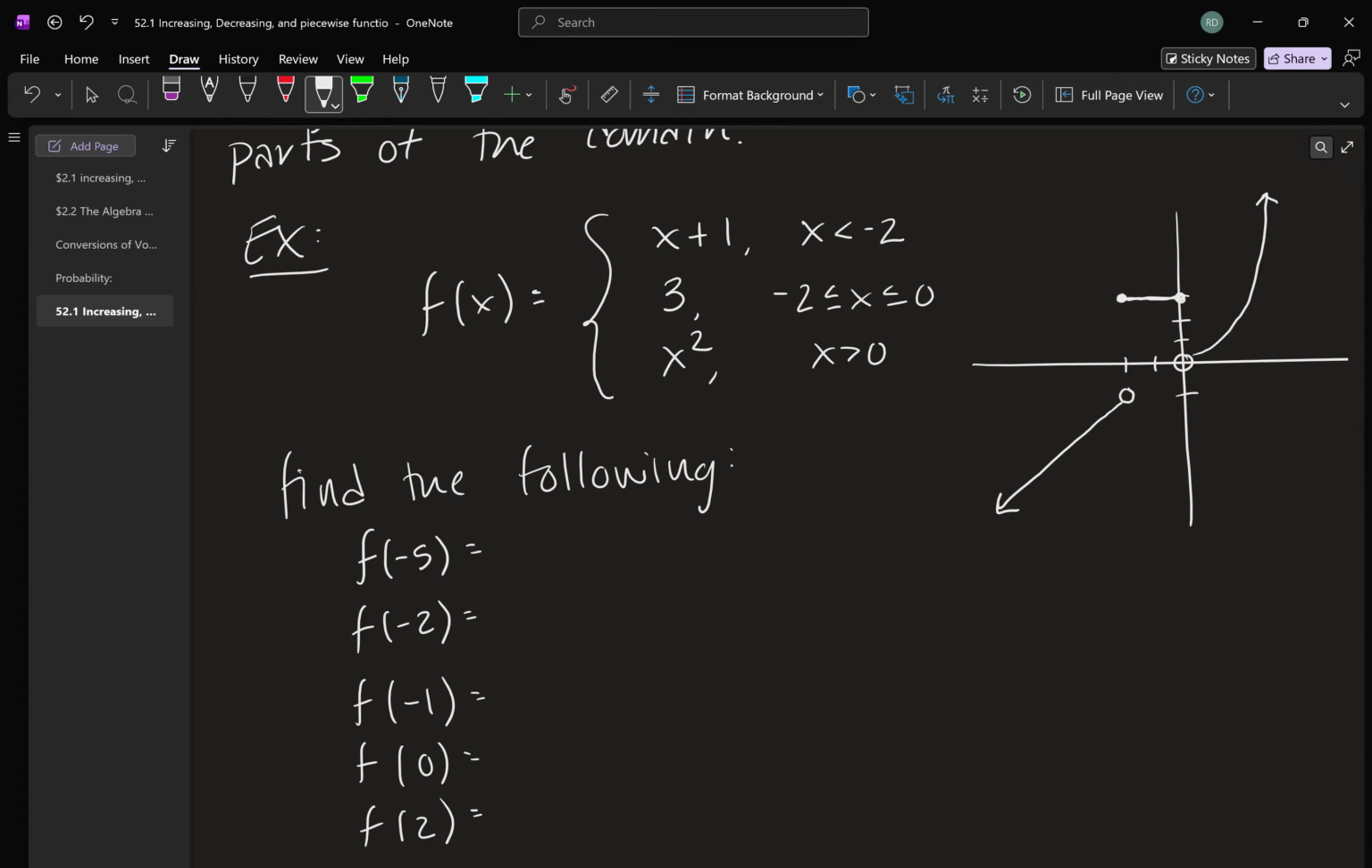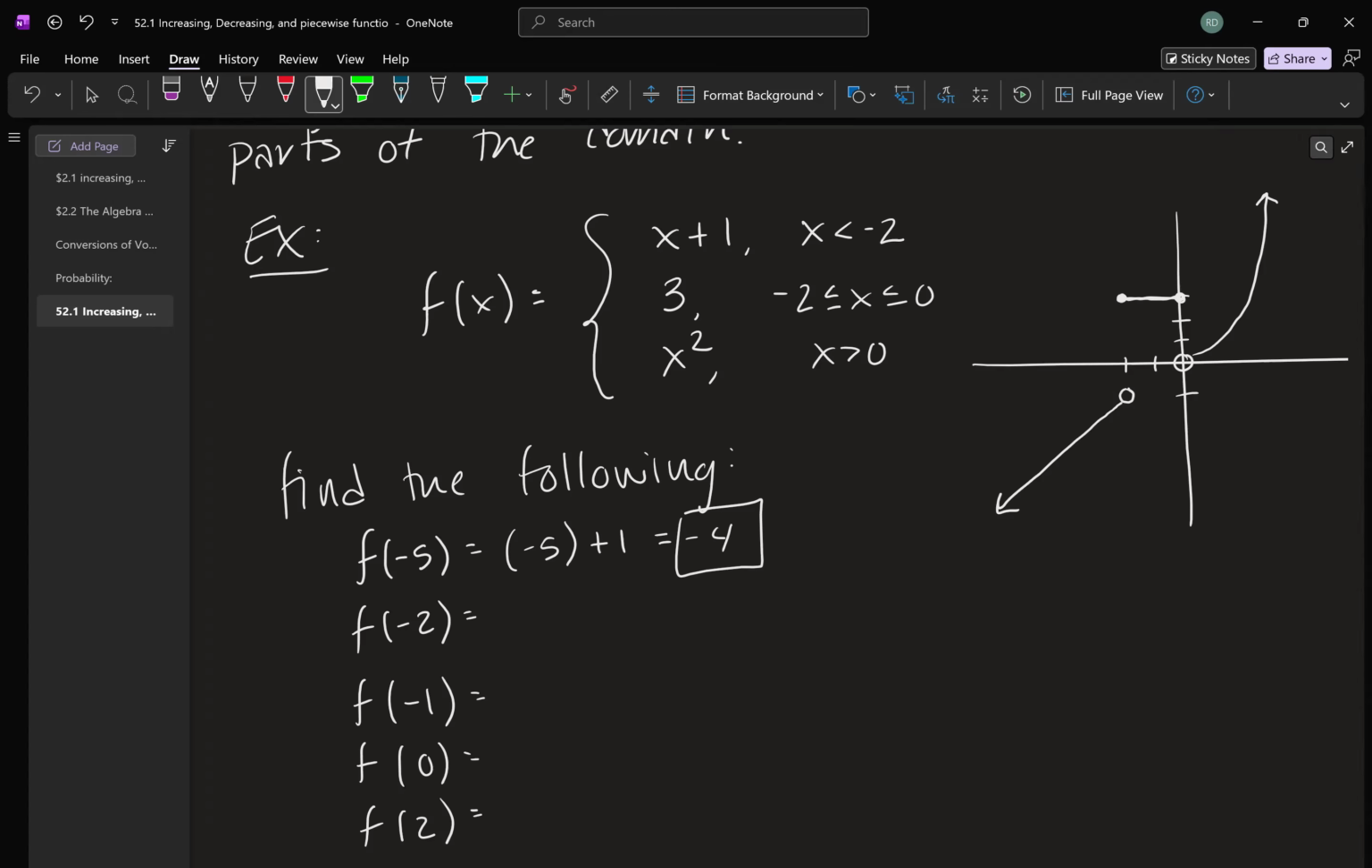So then I choose the top function and I'm going to plug it in just like I would normally. -5 plus 1 is -4. So f of -5 is -4. And you can see if we come over here to -5, you're going to end up on this first function here. You're not going to be on either of these two because those two aren't defined there.